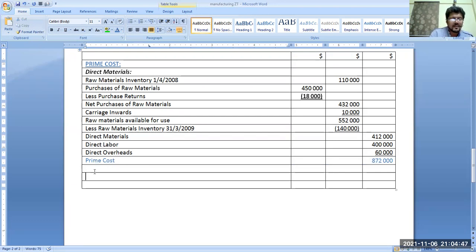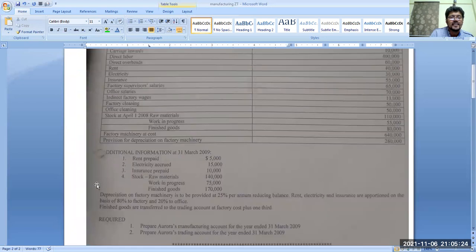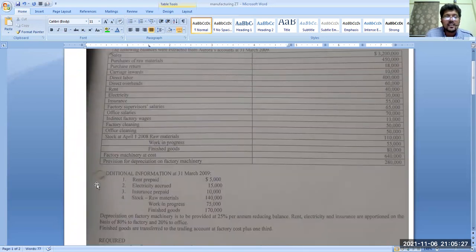Now what to do? We have to write the second heading, which is production overheads. Production overhead means all those expenses which are related to the factory, not any other expenses. All those expenses which are indirect. So first is rent.